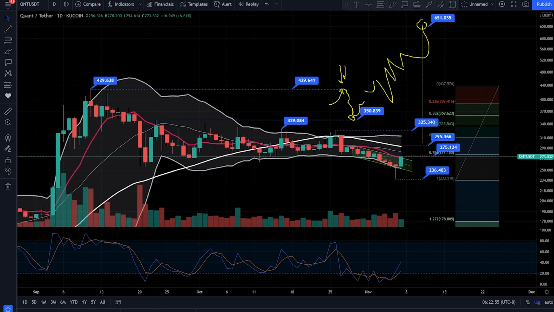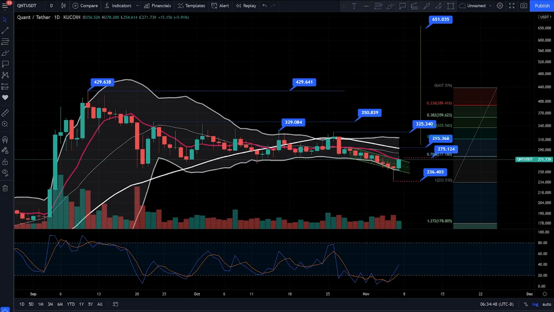After reaching an all-time high at 430 back around the middle of September, it's been almost 2 months that Quant has been in consolidation. A lot of momentum is being built up in anticipation of this next bull run.